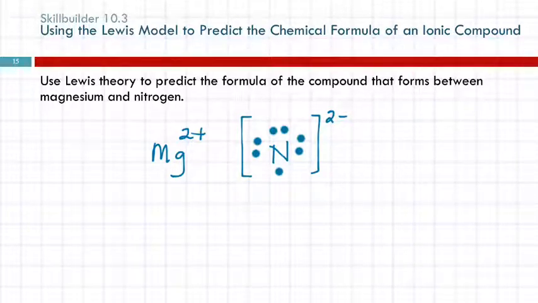We can't stop until everybody's happy. What do we need? We need another magnesium to give another electron to nitrogen to make nitrogen happy. So let's bring in another magnesium. This magnesium also has 2 valence electrons. So this magnesium donates one of its electrons to nitrogen.